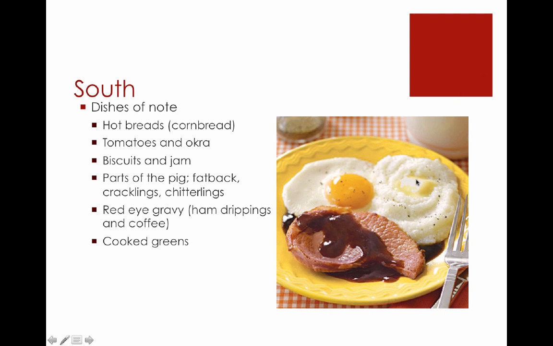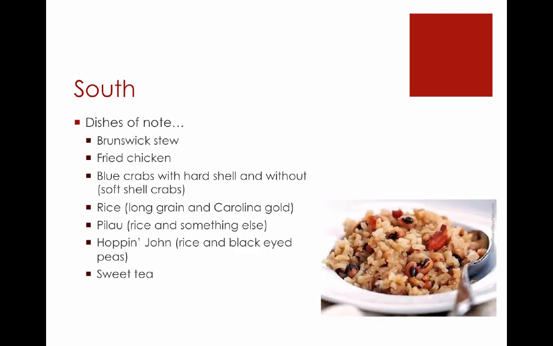In this case, we see that there are traditional grits and a fried egg over easy. And then I had a picture earlier with the greens as well, so cooked greens certainly of importance. We talked about Brunswick stew when we were talking about Native Americans of the South. Fried chicken was certainly something that we see a lot of. Blue crab. Rice is going to be not the wild rice, but a long grain or a Carolina gold rice.